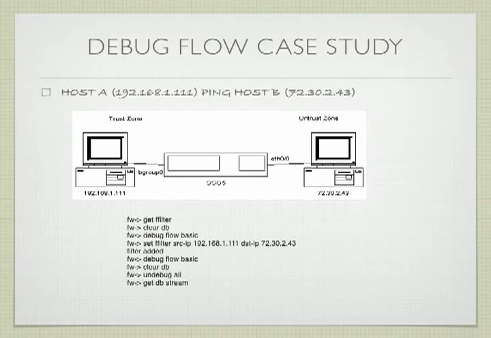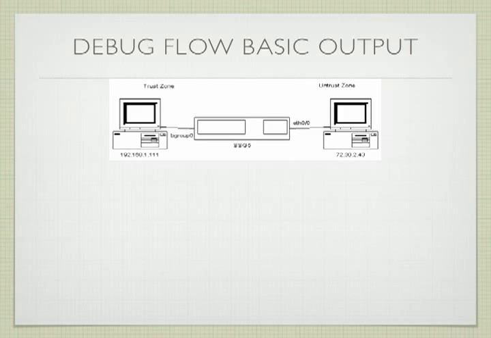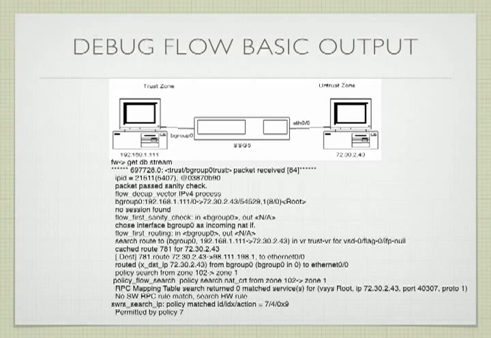When we do getDBStream, we're going to get some output. So what does this output look like? Here's the start of this output from the debug. So let's walk through it. Remembering from your packet flow, you'll see right here is that first step. The packet has passed the sanity check. So the packet's arrived and it's passed the sanity check. We see here that it did not have a session, so no session was found.